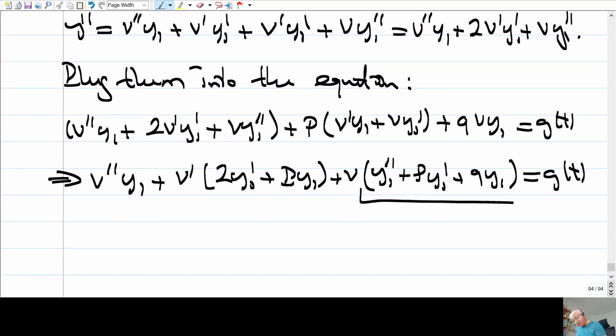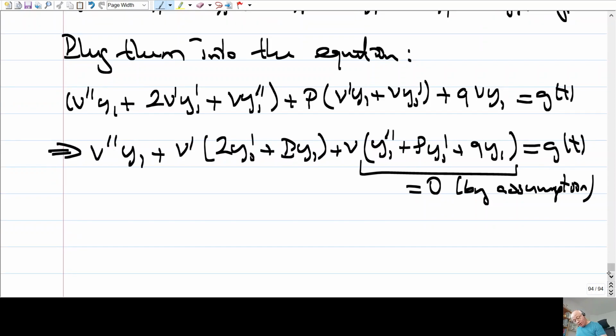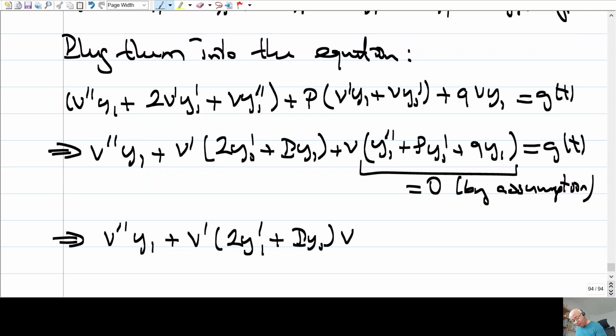Well, you see, this is nothing but 0. Why is that? Because y1 is a solution of the corresponding homogeneous equation. So this is by assumption, which means there is no v term in this equation. So we get v double prime y1 plus v prime times (2y1 prime plus p times y1) equals g(t).